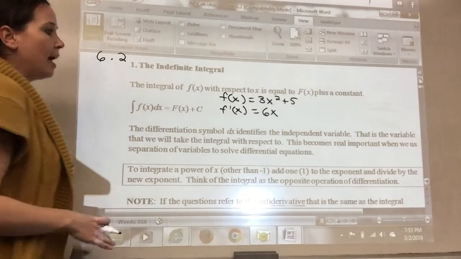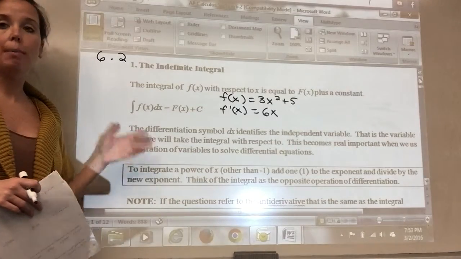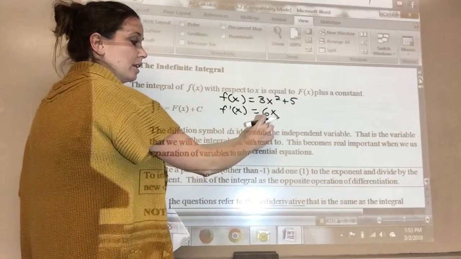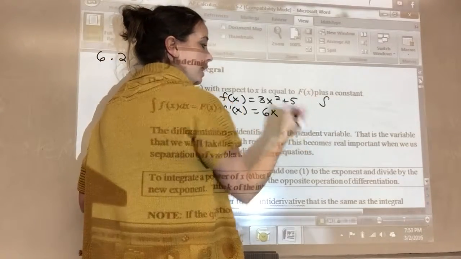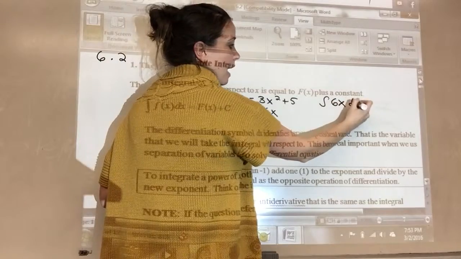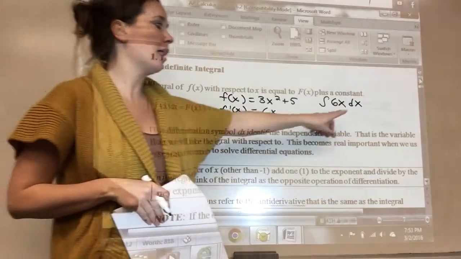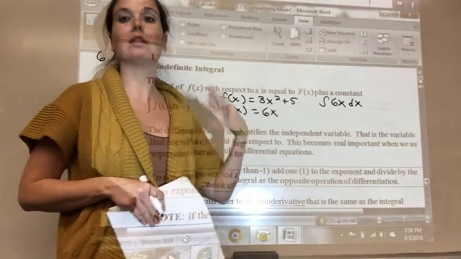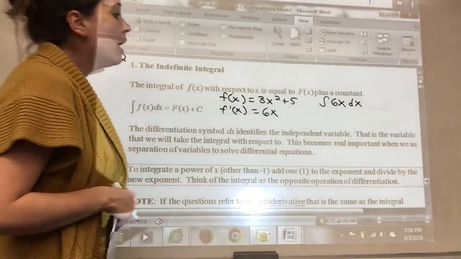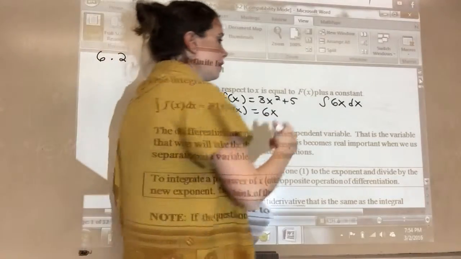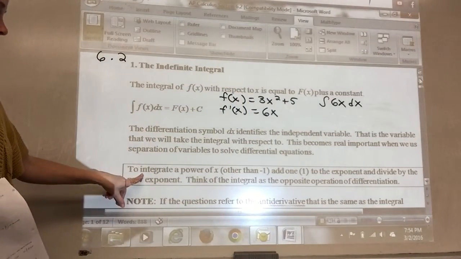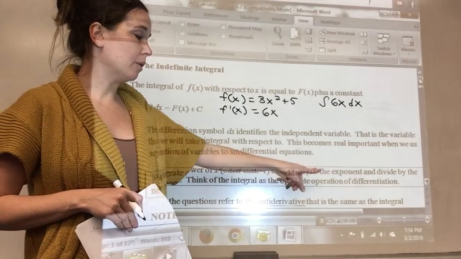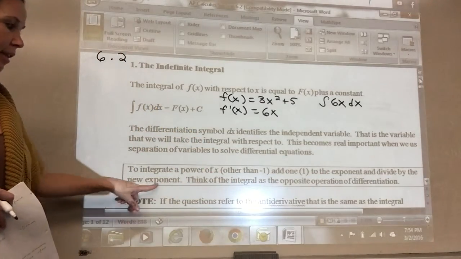So if we look at integration as the opposite operation of a derivative, if I start with this function, 6x, and I say let's take the integral of 6x dx. I have to put the dx there because it's saying, hey, take the integral of this function with respect to x. That's the letter in the problem, so I put the dx. If I take this integral, if you read these directions, it says to integrate, what we're going to do is add 1 to the exponent and then divide by that new exponent.